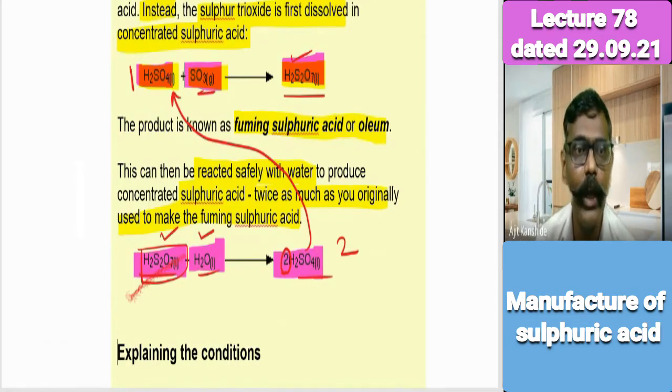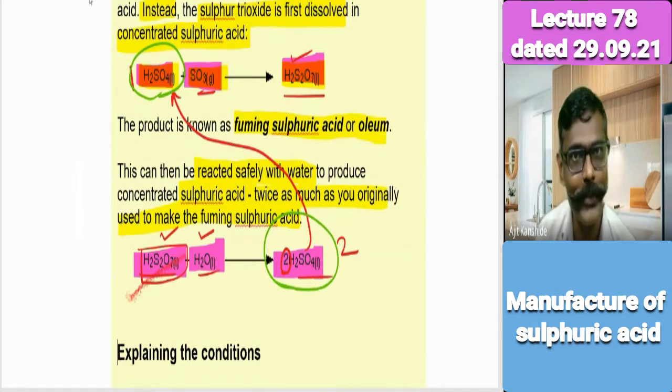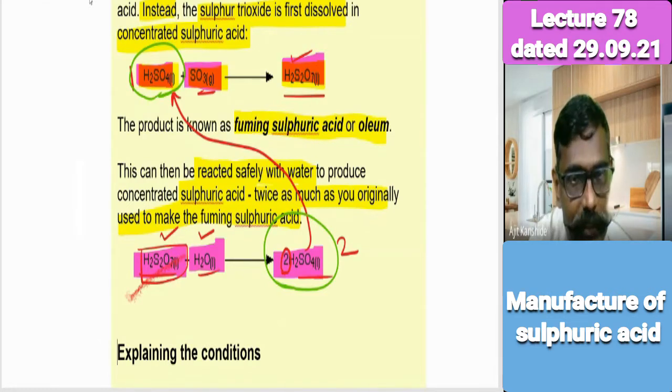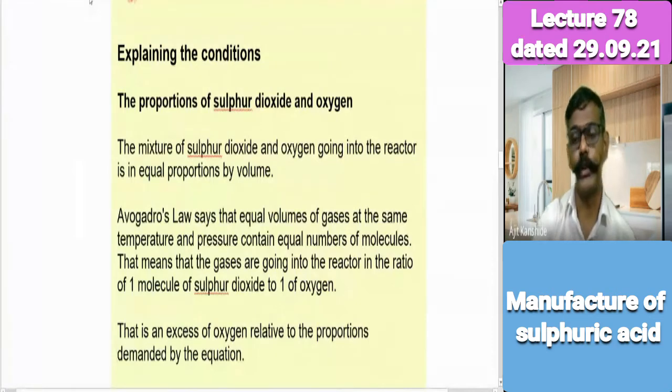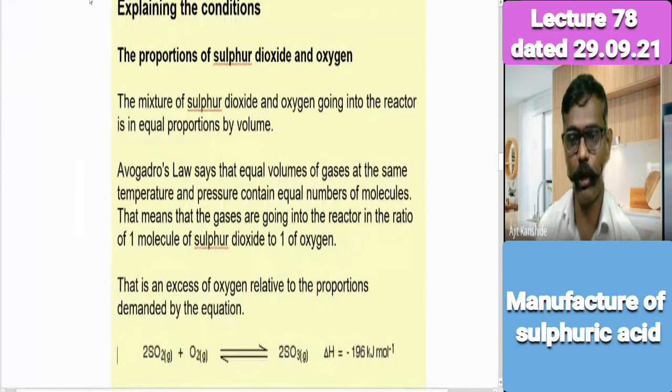Anyhow, what are we getting? We are using one molecule of H2O and we are getting two molecules of H2SO4. So there is gain, so there is production. But the way is via formation of oleum. Is your concept clear? Yes, sir. Okay, now one by one I'm discussing the reaction conditions.